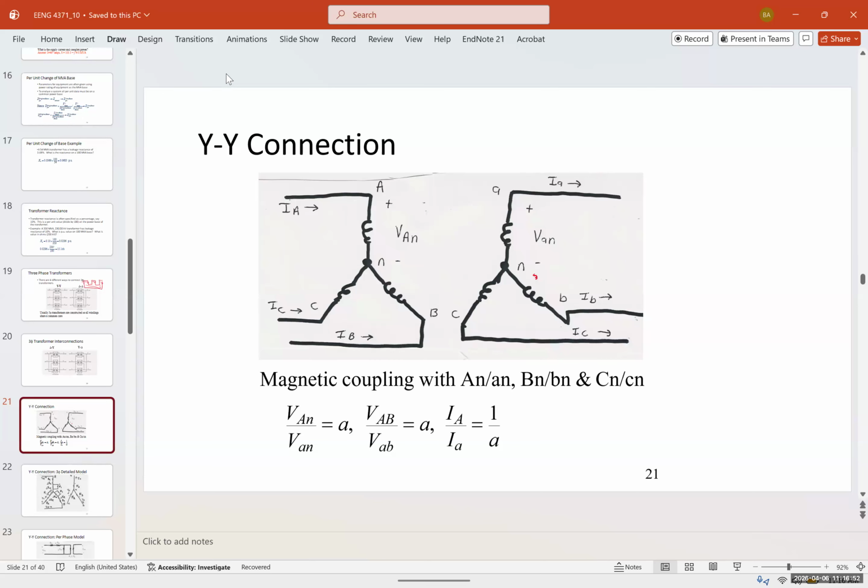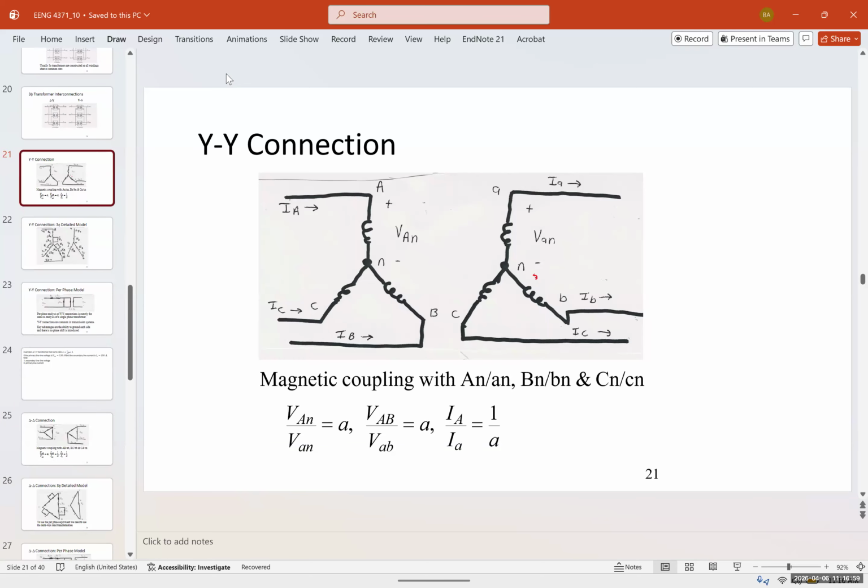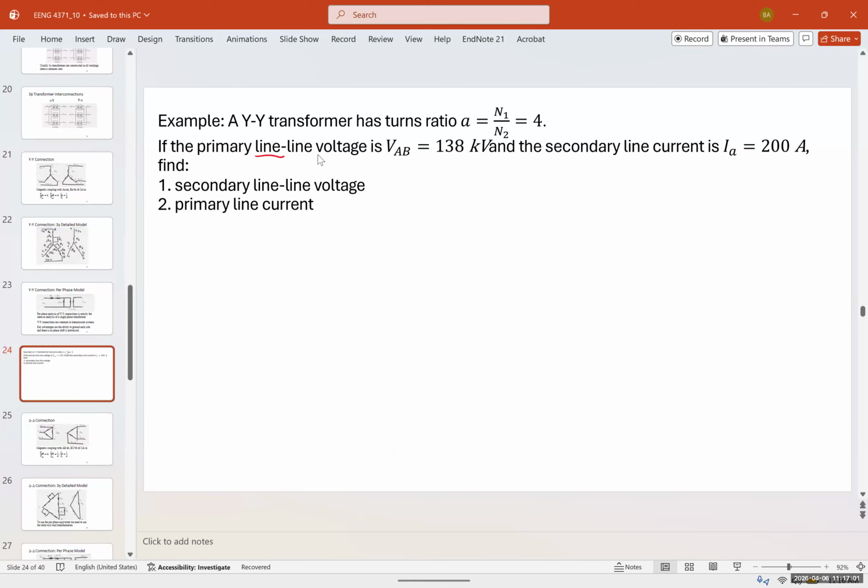Did you solve it? Yes. Do you need more time? No. Okay. So the first thing to keep in mind is this is a line-to-line voltage, and we want the secondary voltage, also line-to-line. If this wasn't line to neutral, it would be a different story.